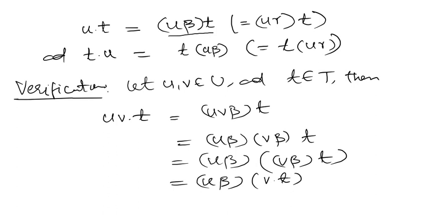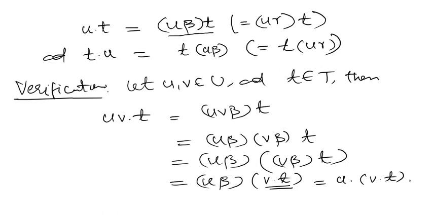Now this is an element of t because it's an action, and u beta times an element of t is equal to u dot that element of t. The element of t is here v dot t. So u v dot t is equal to u dot v dot t.